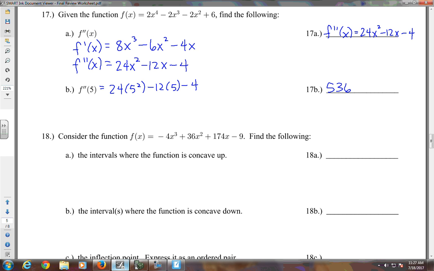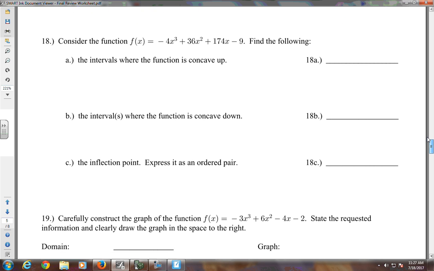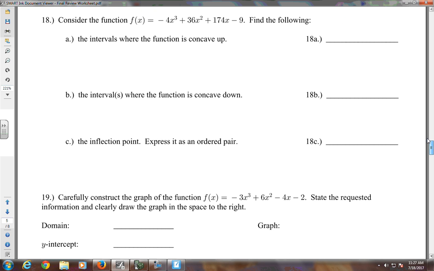Moving on to problem 18. I hope you thought 17 was a piece of cake. Moving on to 18. Consider the function f of x. Find the following. The intervals where the function is concave up, part B, the intervals where the function is concave down, and part C, the inflection point.